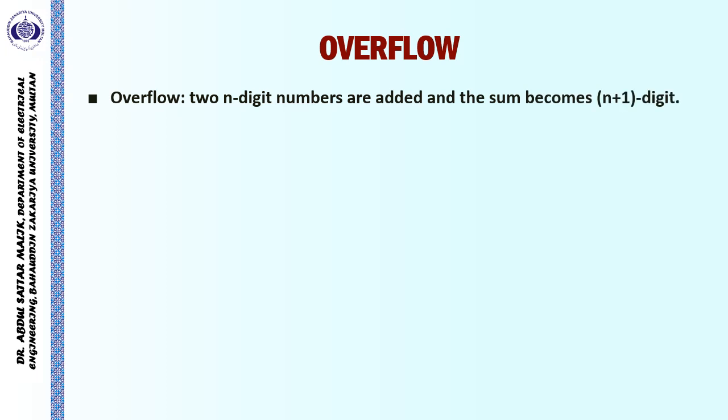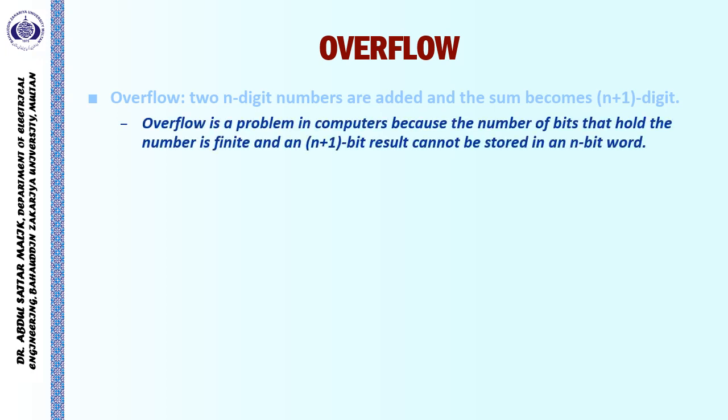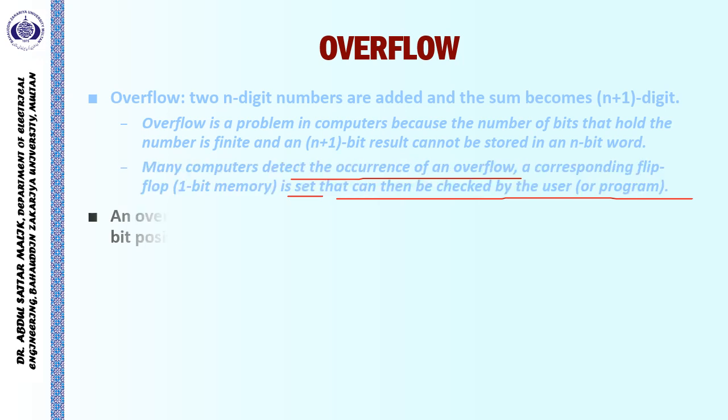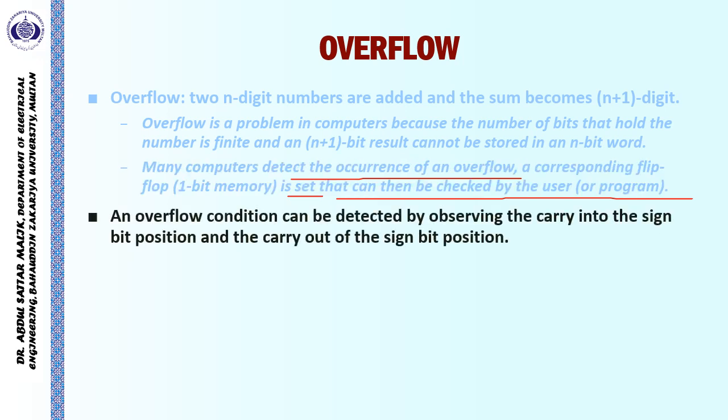Overflow: two n-digit numbers are added and the sum becomes n plus 1 digits. Overflow is a problem in computers because the number of bits that hold the number is finite and an n plus 1th bit result cannot be stored in an n-bit word. Many computers detect the occurrence of an overflow. A corresponding flip-flop, a 1-bit memory, is set that can be checked by a user or a program. An overflow condition can be detected by observing the carry into the signed bit position and the carry out of the signed bit position.